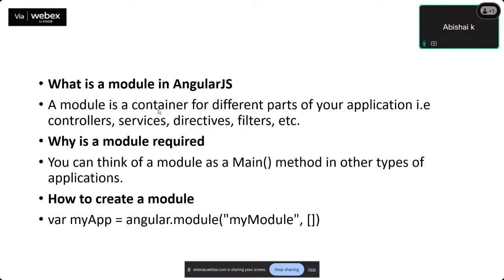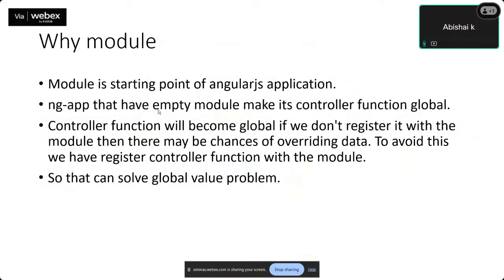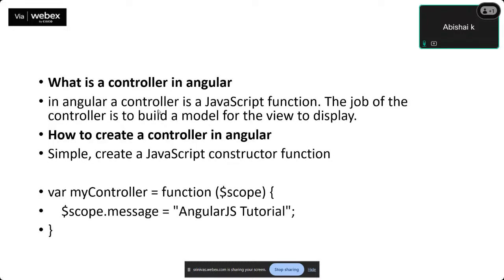See here we can see var myApp = angular.module. Here we can see it is to solve the global value. Once we give the value, it is initialized for the entire program. So if we didn't give any data, some other data can override this module data. So to avoid this, we have to register the controller function at the starting of the program only.